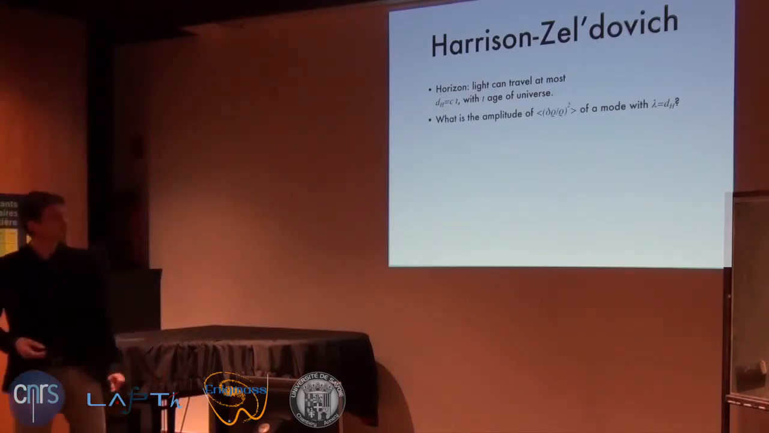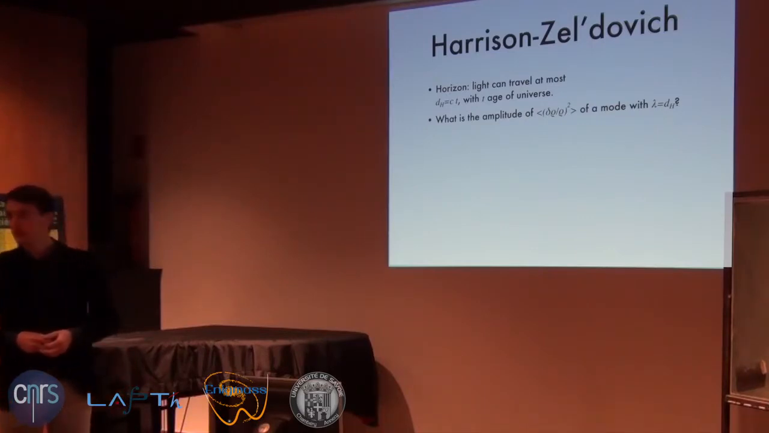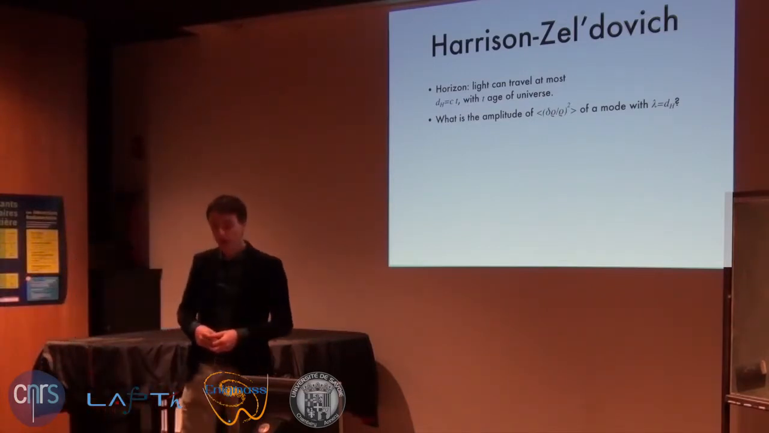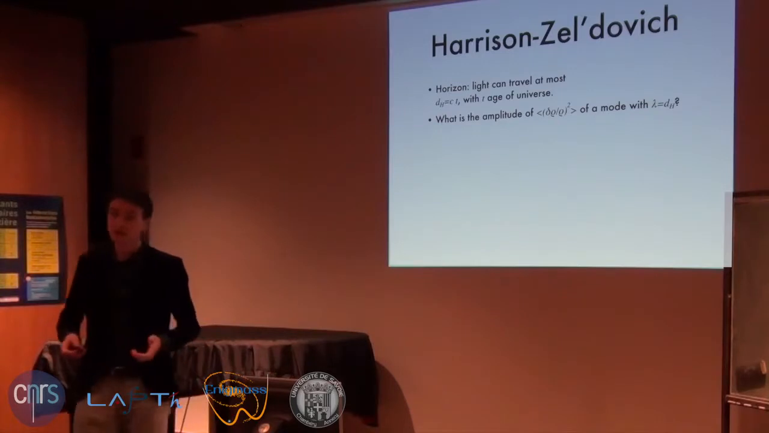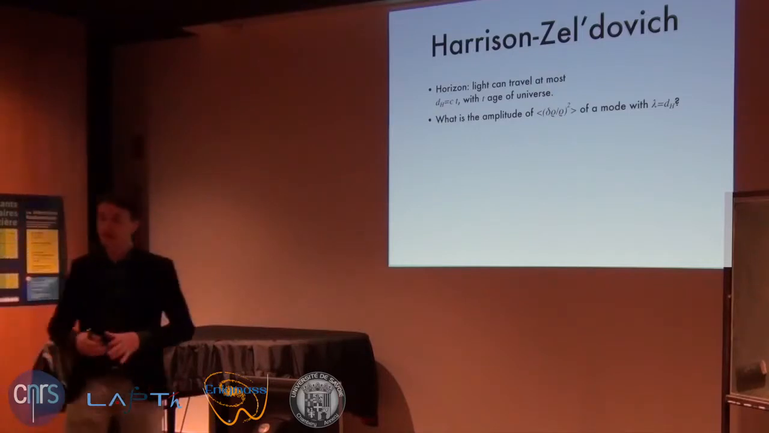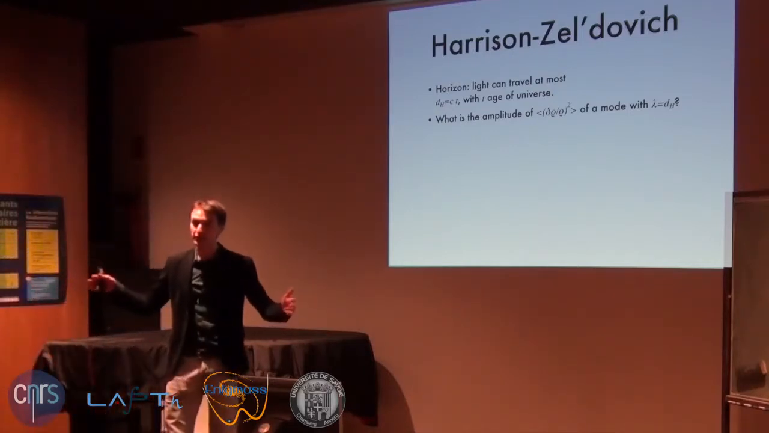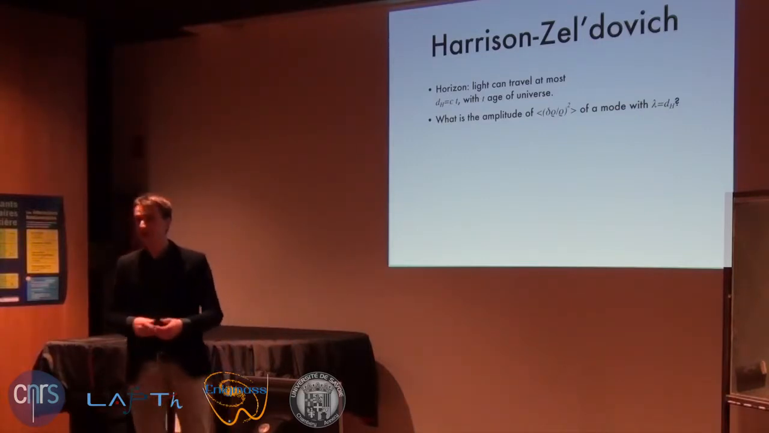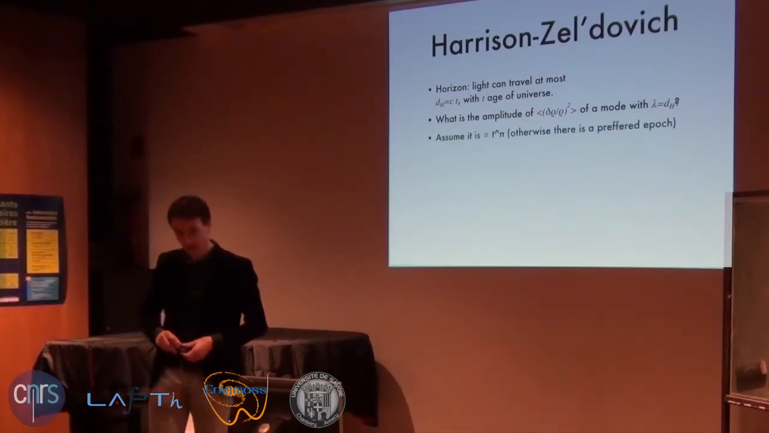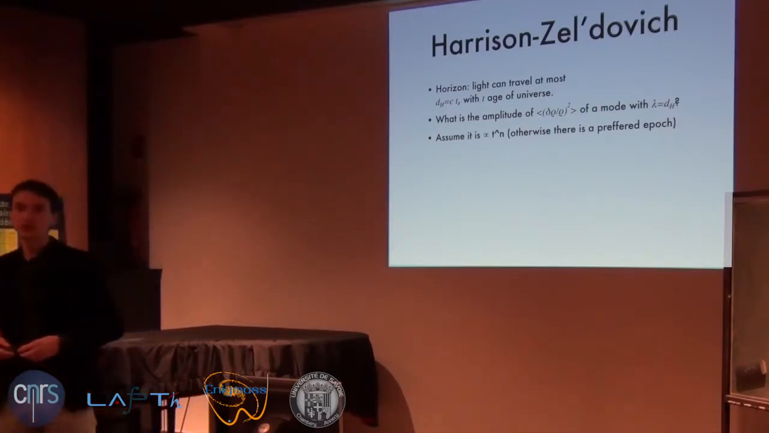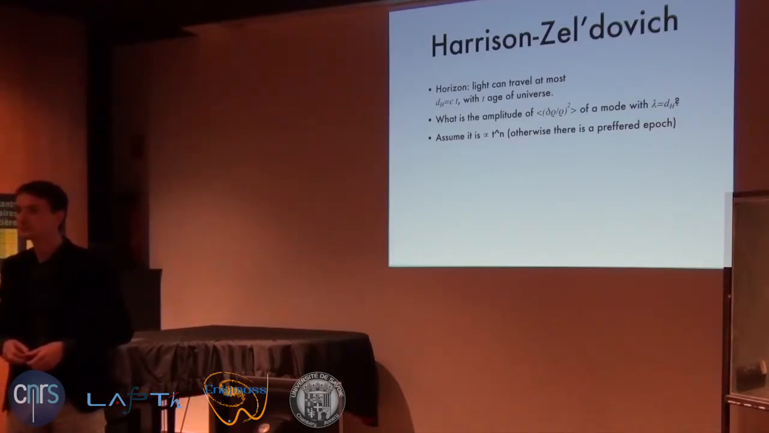The question that Harrison and Zeldovich asked is, what is the amplitude of the autocorrelation in density perturbations in Fourier space for a mode with a wavelength that corresponds to the horizon size? That is, given all the matter that we have access to in our past light cone, what is the amplitude of density perturbations that goes inside this scale? Now, the next step is to assume that we do not live in a preferred epoch in the history of the universe. We don't live in a special time.